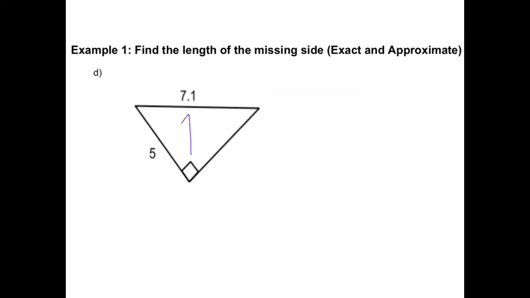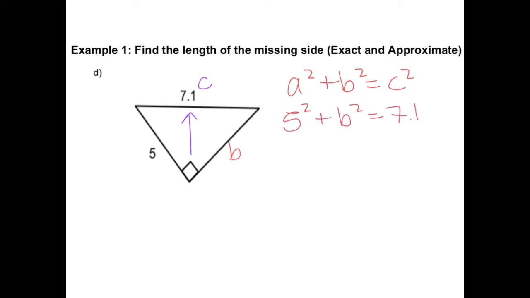Last one, finding C as 7.1. That's the side that is opposite the right angle, so it is the hypotenuse. It does not matter how you label the other side. I'm going to make it B simply because in A squared plus B squared equals C squared, I see the 5 first. So I'm writing 5 squared plus B squared equals 7.1 squared. And we're just going to go through and simplify this.